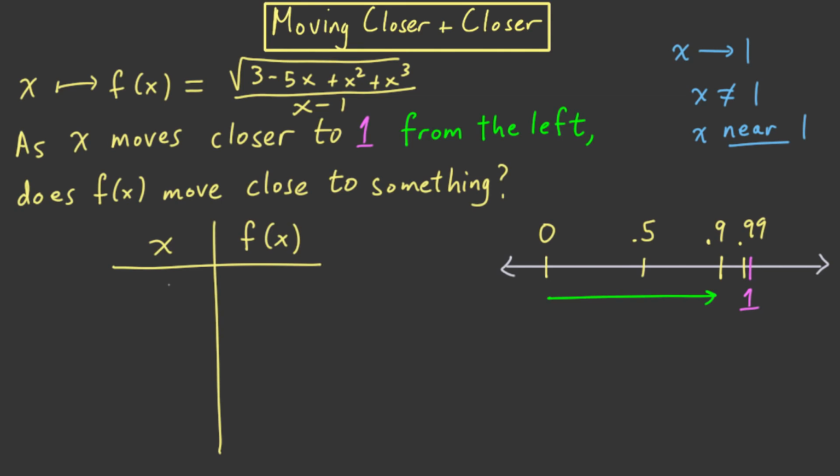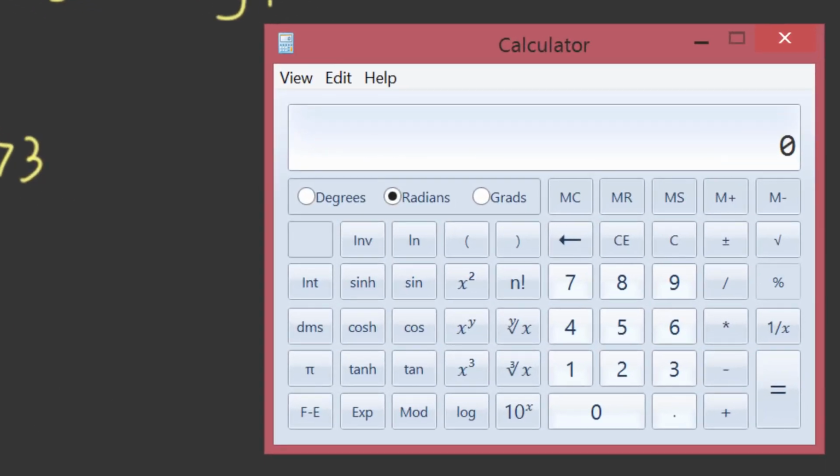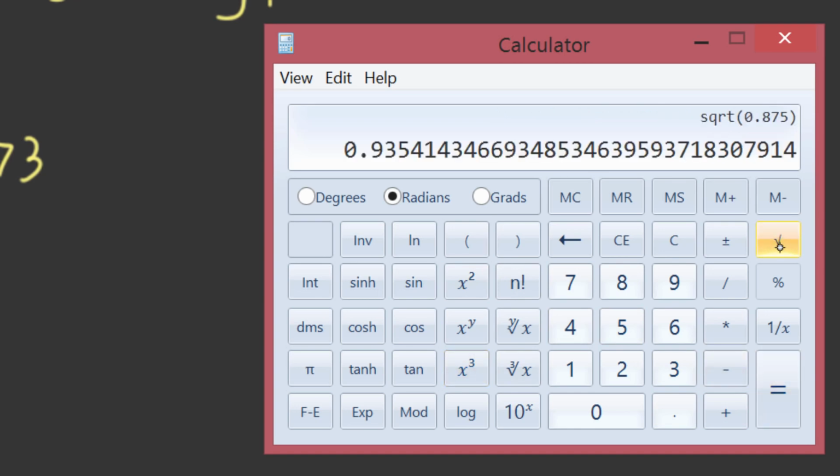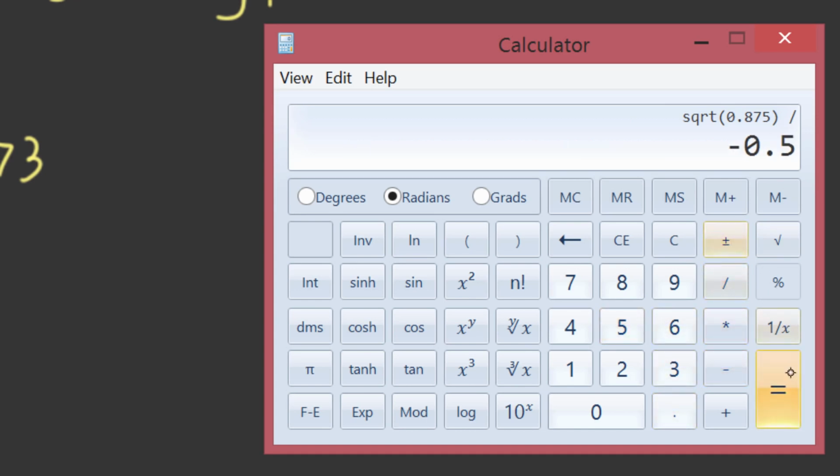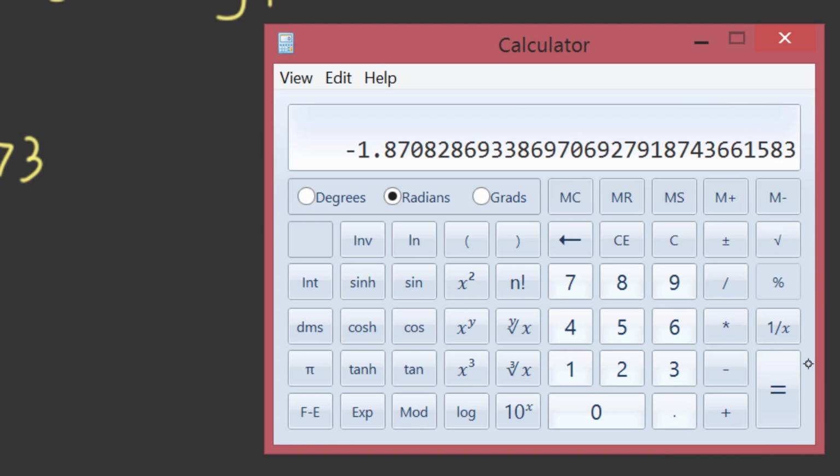Okay, well, let's make a table with our chosen inputs and the associated outputs, and let's just calculate those outputs. So when we plug in 0, we'll get a square root of 3 on top divided by minus 1, so minus square root of 3, which is roughly minus 1.73. Next up is x equals 0.5. I'm going to have to bust out the calculator here. So we've got 3 minus 5 times 0.5 plus 0.5 squared plus 0.5 cubed. And then we need the square root. And then we need to divide by 0.5 minus 1, so 0.5 negative.